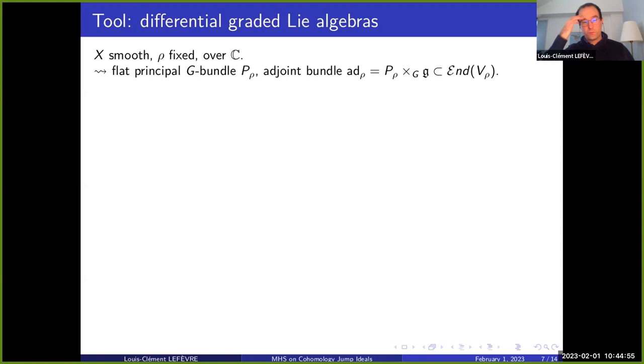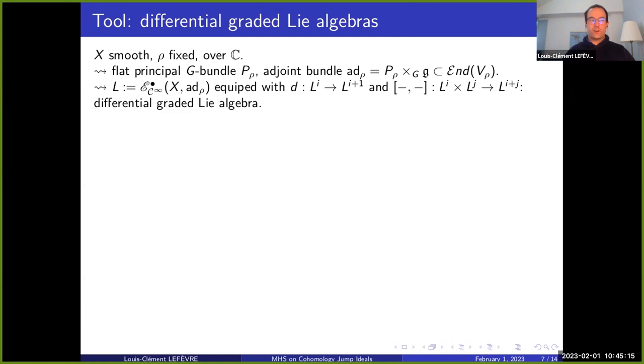Here my algebraic group G is a subgroup of GLN, and the adjoint bundle is a subbundle of the bundle of automorphisms of V, the local system associated to rho. This gives me a bundle with a flat connection. So if I take the algebra of C infinity differential forms over X with coefficients in the adjoint bundle, then on this you can define a differential that just differentiates the differential forms. The bundle is flat, so this doesn't differentiate the sections of the bundle. And so this is a differential that increases the degree by one over L, and that has a grading.